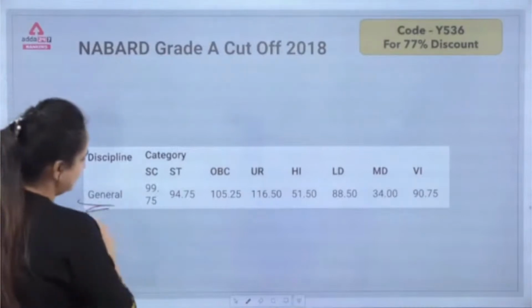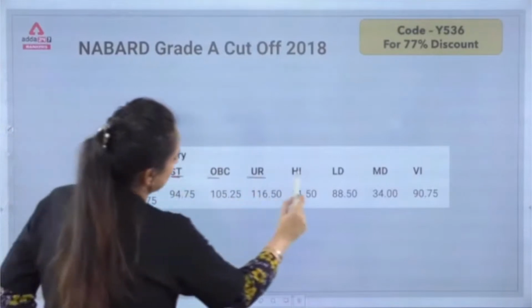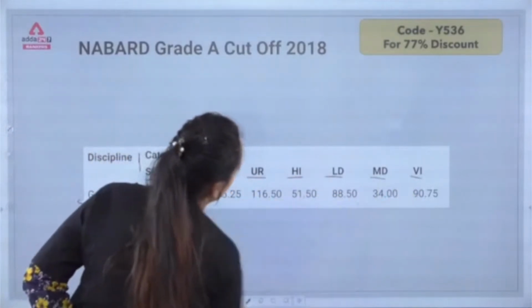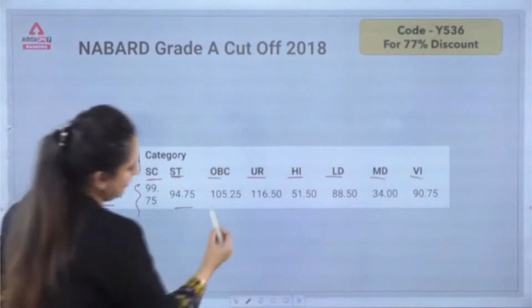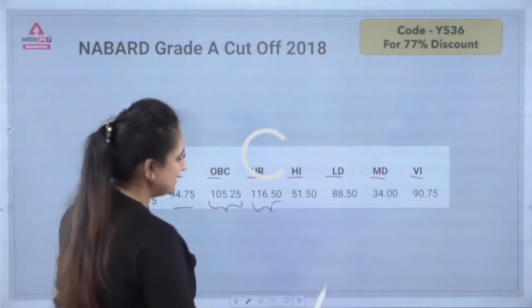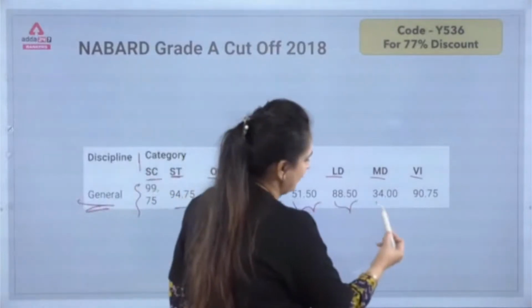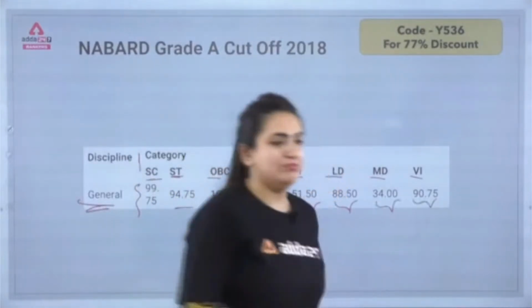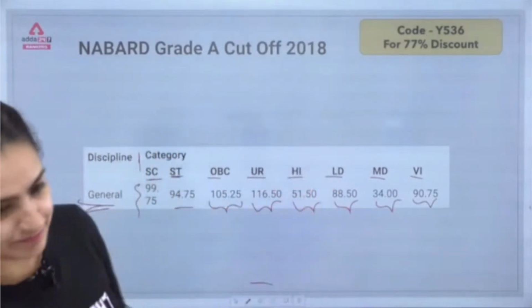So herein for general segment, if we talk about, the categories are mentioned here: SC, ST, OBC, UR, HI, LD, MD and VI. This is 99.75, 94.75, 105.25, 116.50, 51.50, 88.50, 34 and 90.75. We're talking about the year 2018.